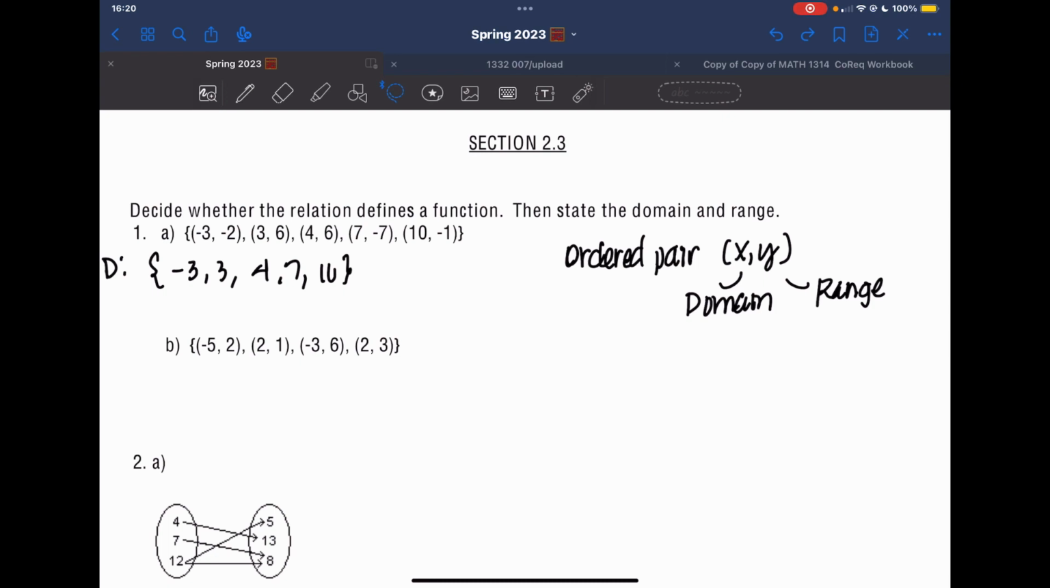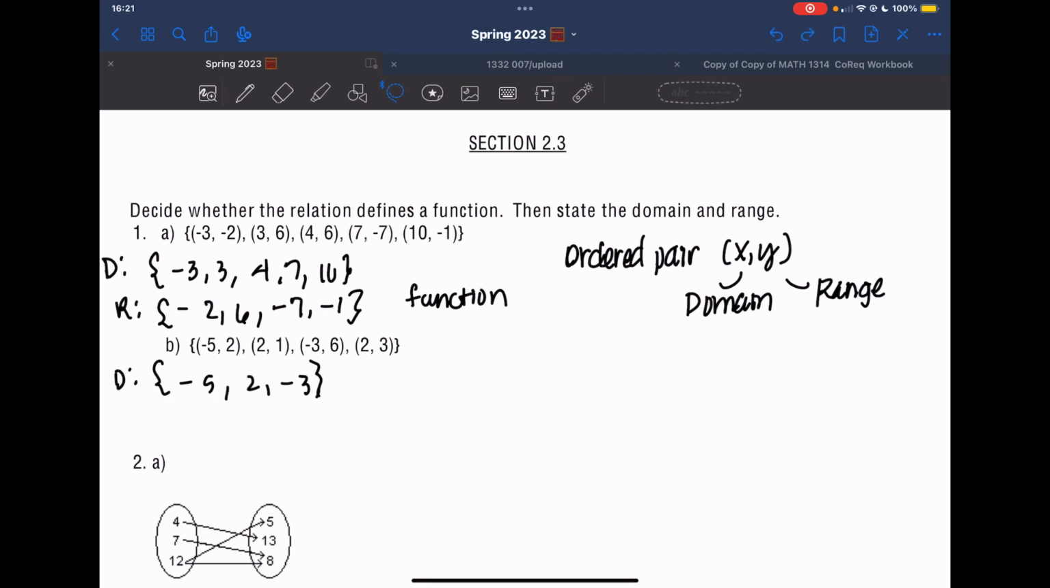If the number is listed more than once in your set of points, then you only have to list it once in the domain. And you'll see this in the range. So your range is -2, 6, -7, -1. And I just went in order that they're listed. You can arrange them from least to greatest, but that's not necessary. See how 6 is here twice? So we only need to list 6 once in the range. So in this case, this is a function.